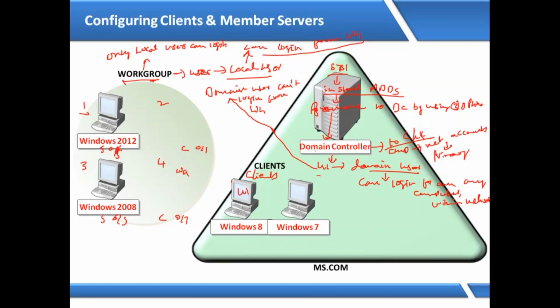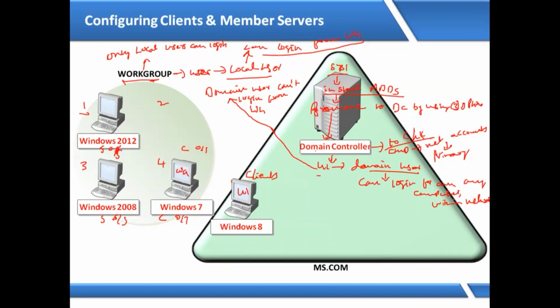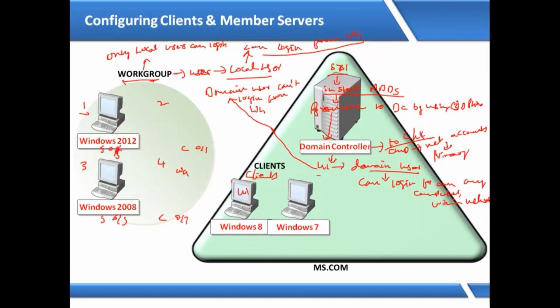Okay, so now we have one more machine here. Can the domain user log in from here? No, because this machine is not joined into the domain, so it will be a work group machine. If that same machine joins into the domain, now both the machines are with client OS. So these two machines are called what? Client. A computer with a client operating system that joins into the domain is called a client.